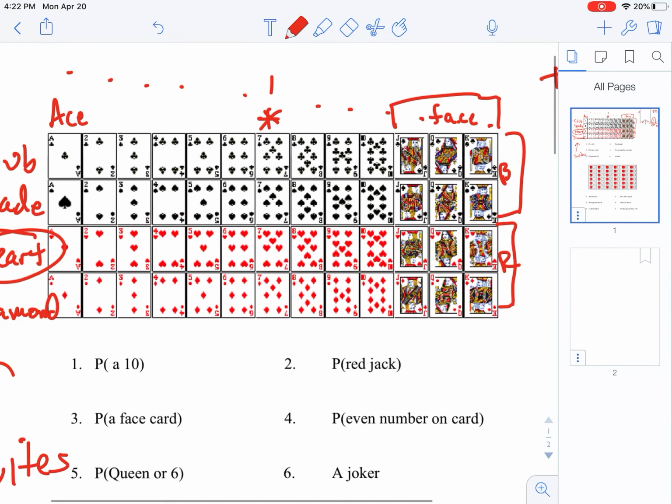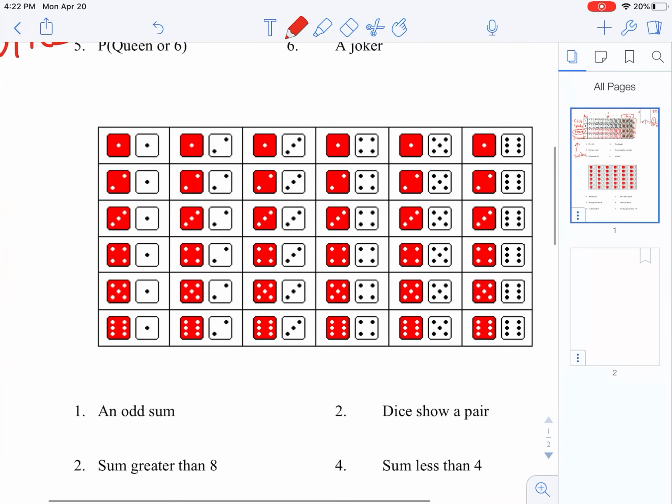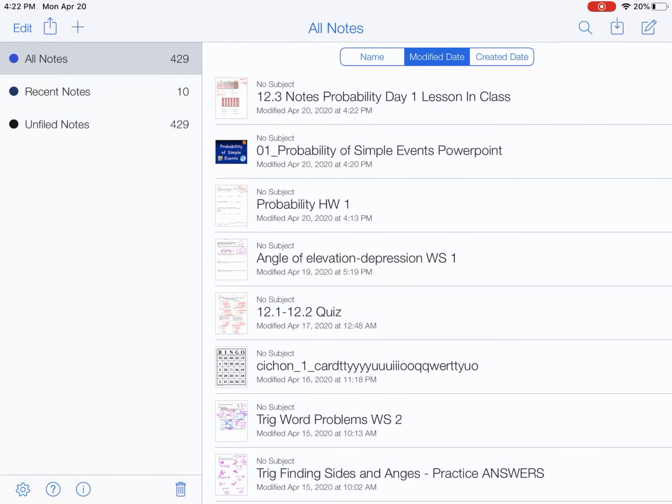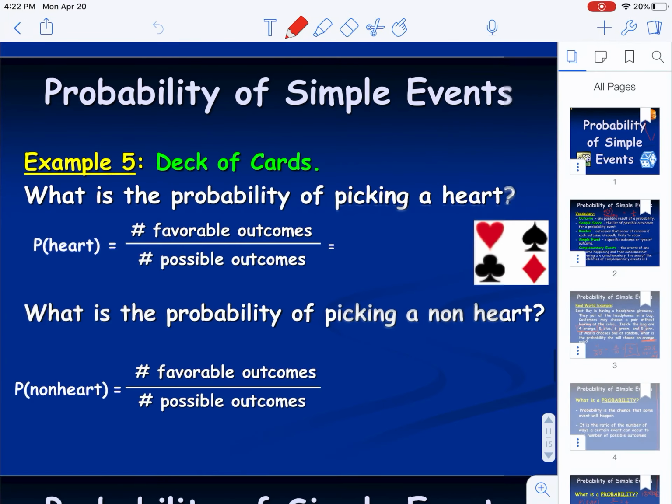So one of the documents on Google Classroom is this picture. That's why I did this. All right, now same thing with rolling dice. What happens when you roll 2 dice? You roll a red dice and a white dice. Okay, and then these are all the choices. All right, so let's go back to PowerPoint.